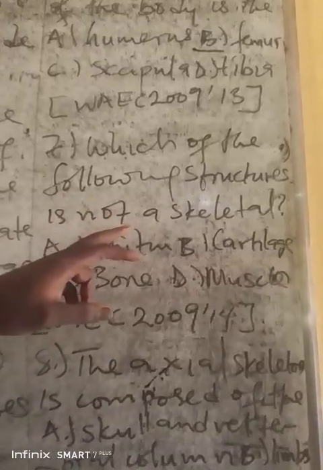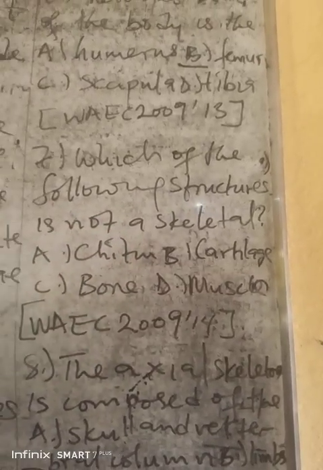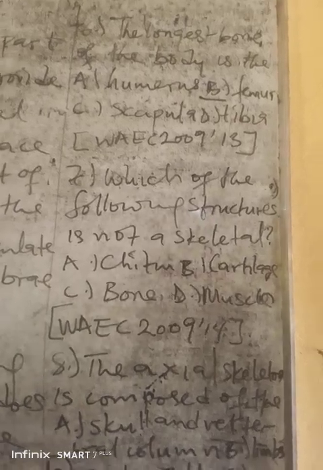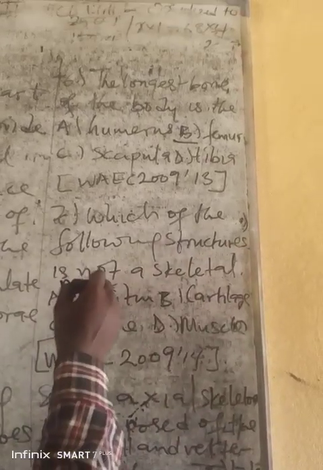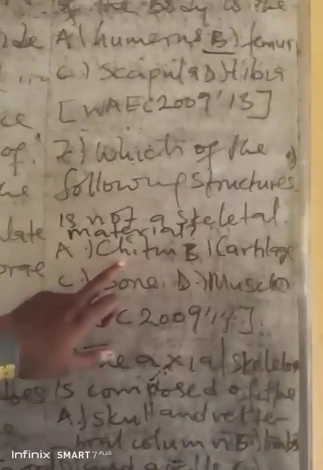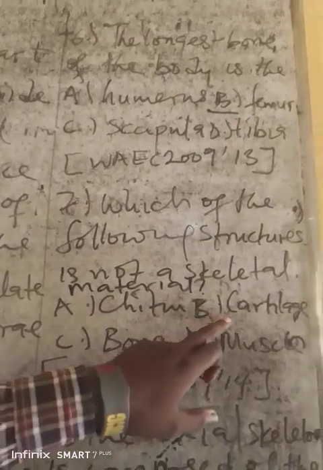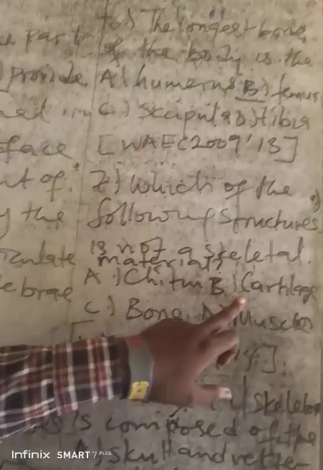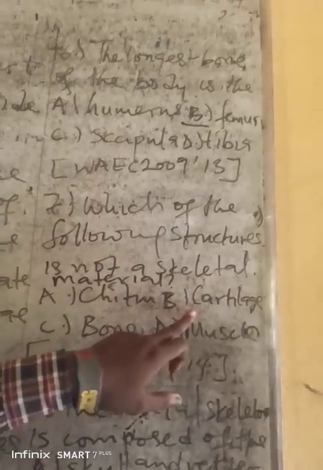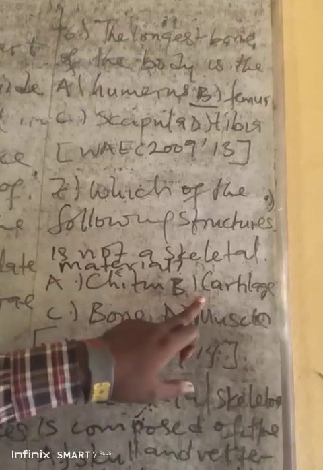So then the last question here. Which of the following structures is not a skeletal material? Chitin. You can find chitin as the exoskeleton of arthropods, like cockroaches, crabs, crayfish, termites, and so on. Cartilage, you know now, your nose, this is elastic cartilage. In between two vertebrae, you have fibrocartilage, Abi.